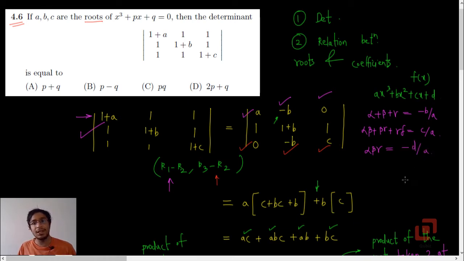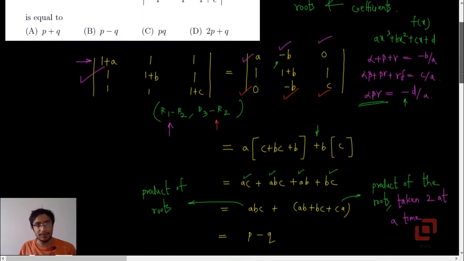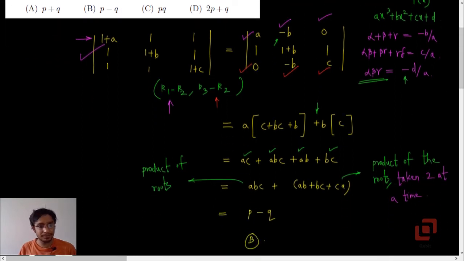See, now in our case the product of the roots is going to be minus q, isn't it? Because a is 1 and d is q. And what is alpha beta plus beta gamma plus gamma alpha? c upon a, or p upon 1. Okay, so the answer is p minus q.